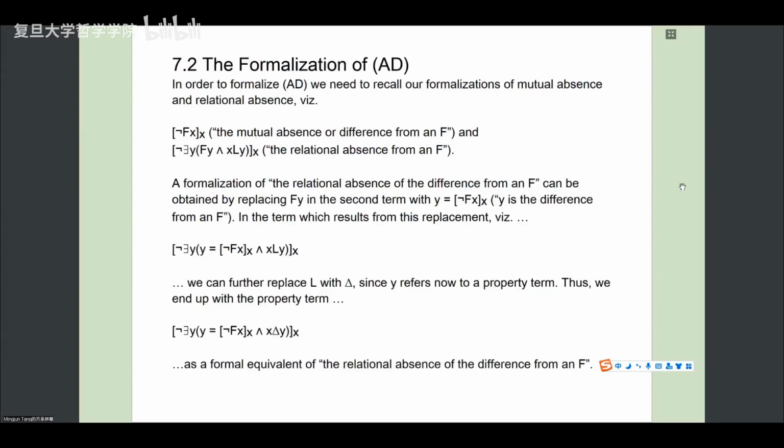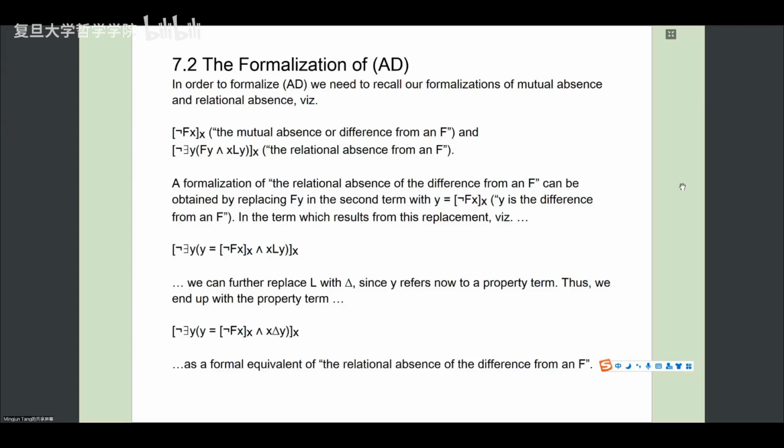Now, how can we formalize AD, this reduction rule? The absence of the difference from an F is Fness. In order to formalize AD, we need to recall our formalizations of mutual absence and relational absence. So we have it here again, non-Fx, x. This is the mutual absence or difference from an F. And there is no y such that Fy and xLy for the relational absence from an F.